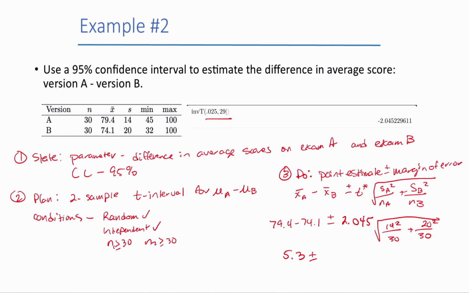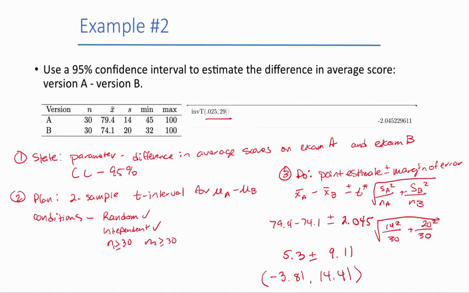And we plug our whole horrible margin of error calculation into the calculator: 14 squared over 30 plus 20 squared over 30, and get a margin of error of 9.11. So our confidence interval is going to be from negative 3.81 to a positive 14.41.